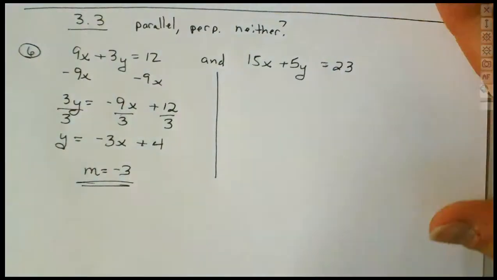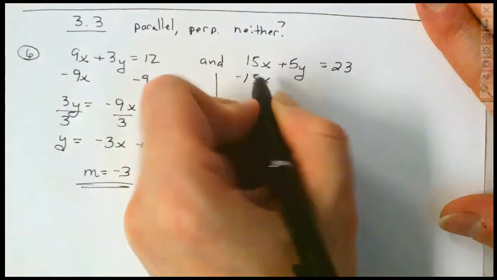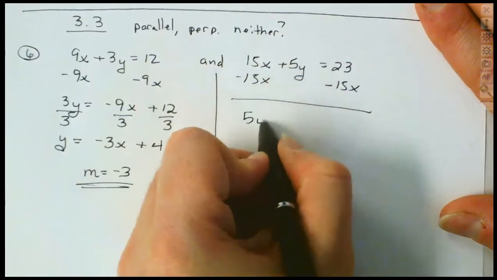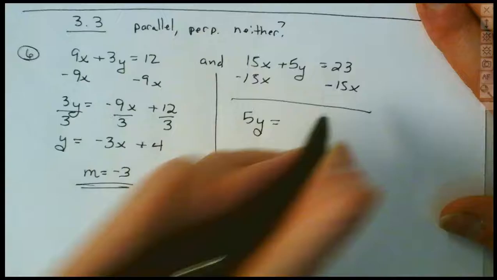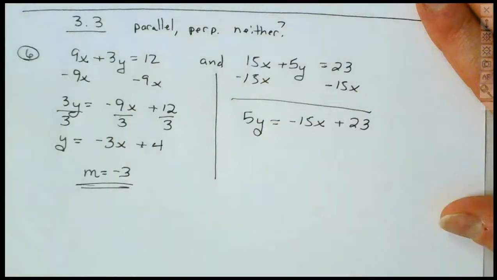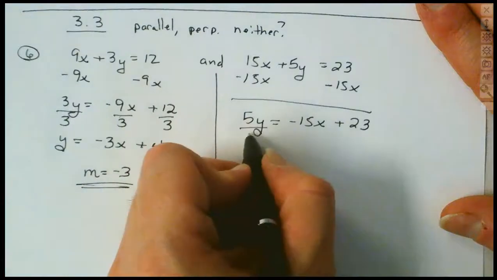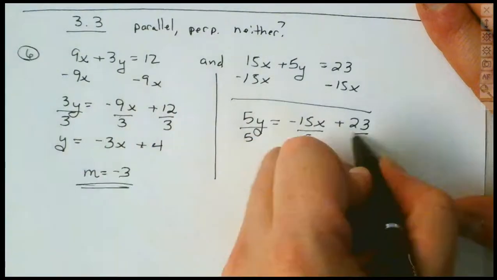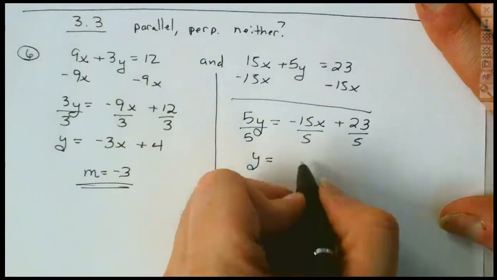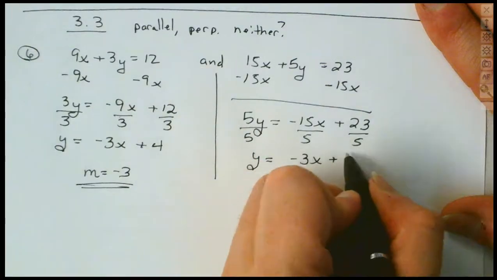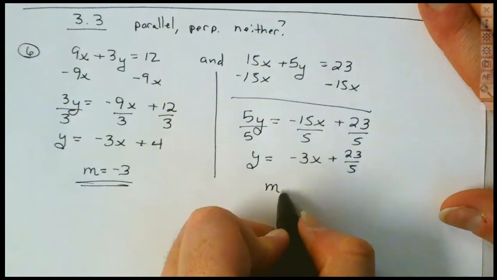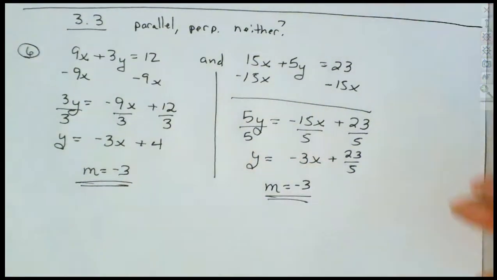Repeat the process on the other side. Move your 15x over with subtraction. And now we've got 5y equals a minus 15x plus 23. Divide by your 5. And that leaves you with y equals now minus 3x plus 23 over 5. And we know our slope is the same, negative 3.